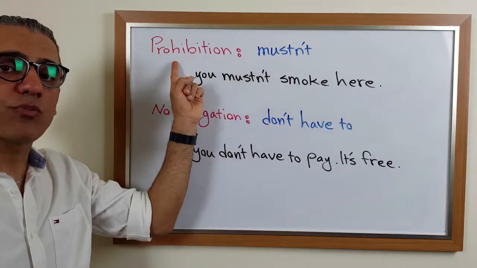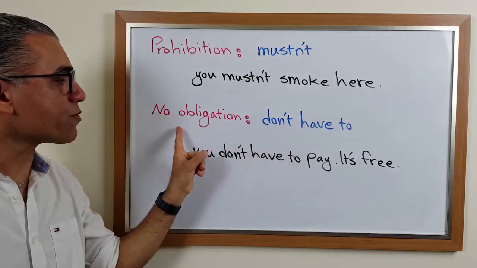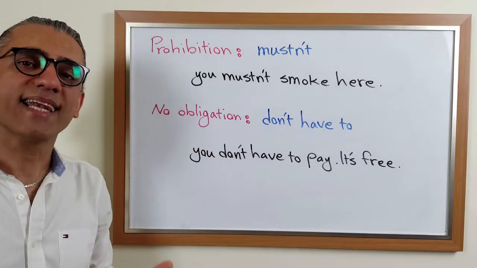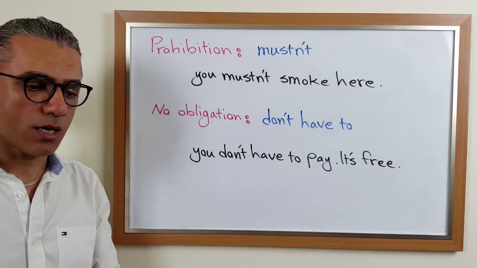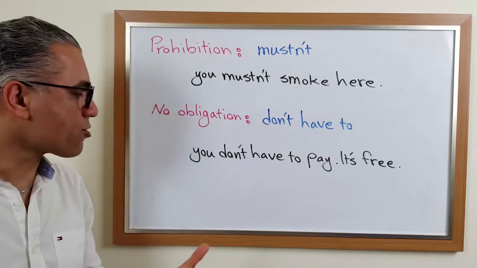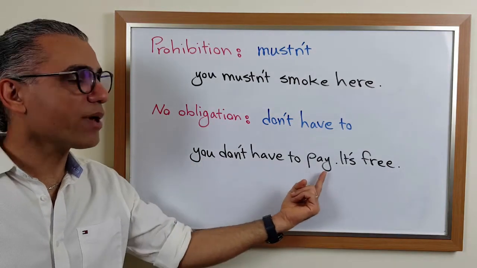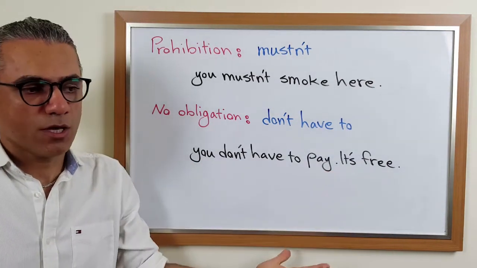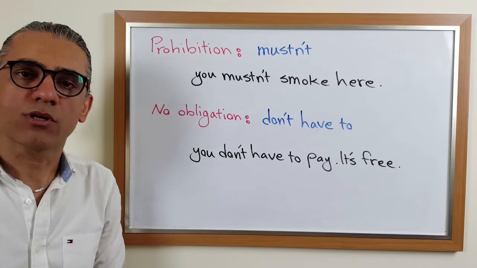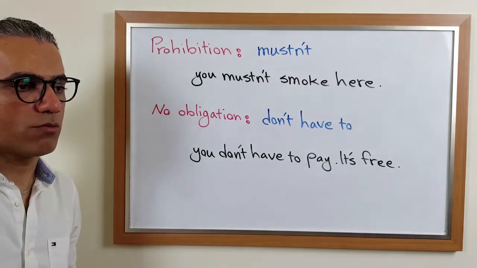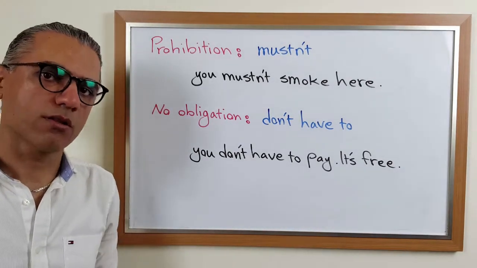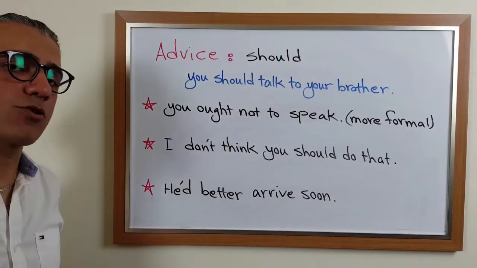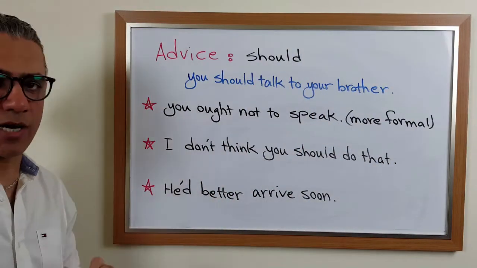Mustn't is used for prohibition, but don't have to is used for describing lack of obligation, or when there is no obligation. We say you don't have to pay, it's free. It means it's up to you if you want to pay or not, or it's optional, for example.